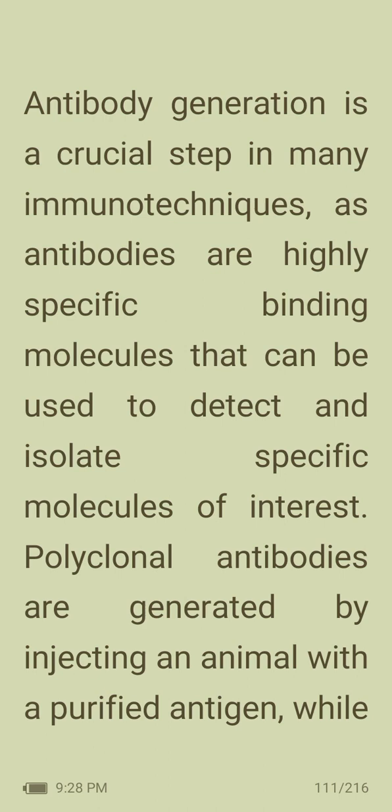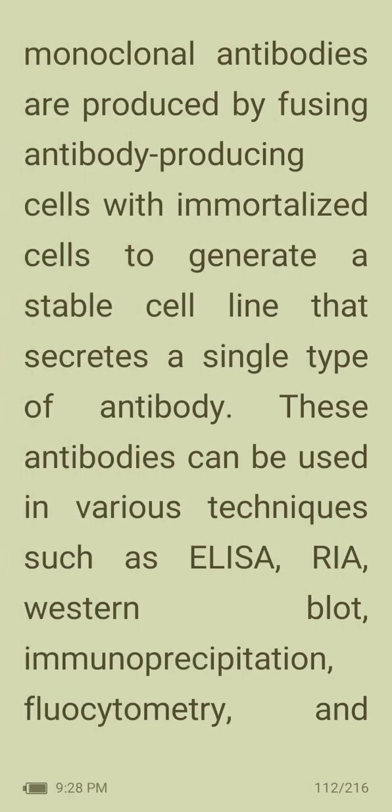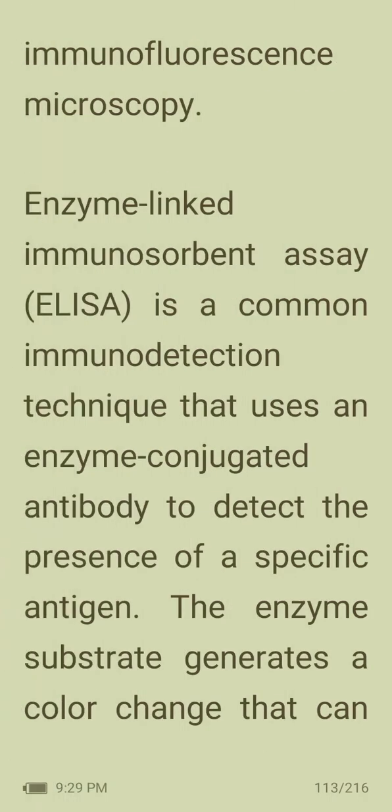Then, antibody generation is a crucial step in many immunotechniques, as antibodies are highly specific binding molecules that can be used to detect and isolate specific molecules of interest. Polyclonal antibodies are generated by injecting an animal with a purified antigen, while monoclonal antibodies are produced by fusing antibody producing cells with immortalized cells to generate a stable cell line that secretes a single type of antibody. These antibodies can be used in various techniques such as ELISA, RIA, Western blot, immunoprecipitation, flow cytometry, and immunofluorescence microscopy.